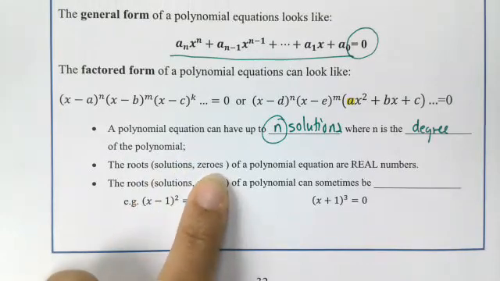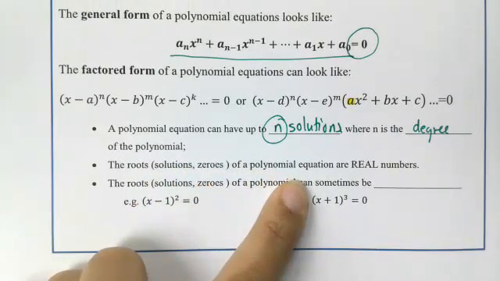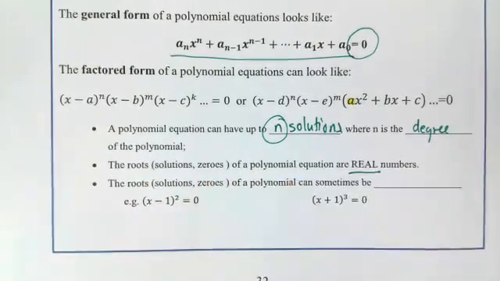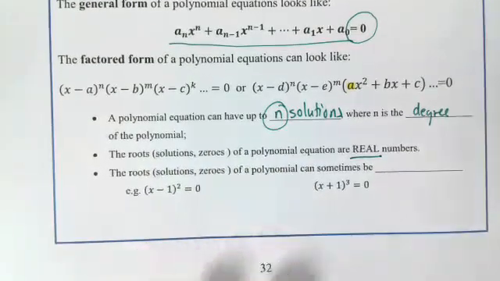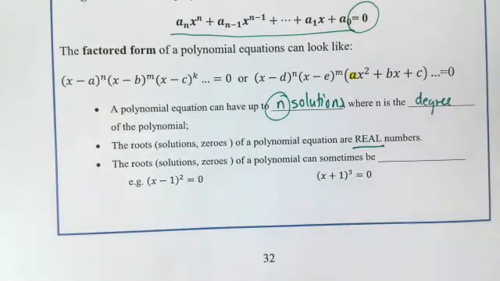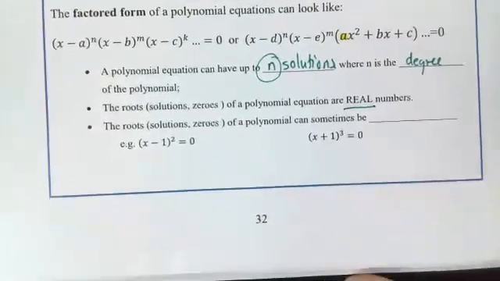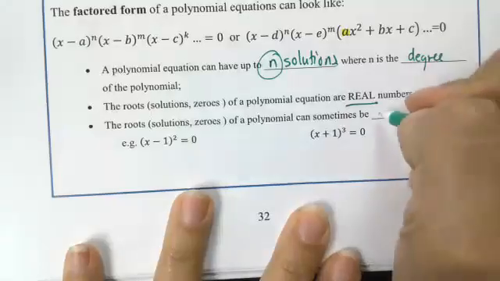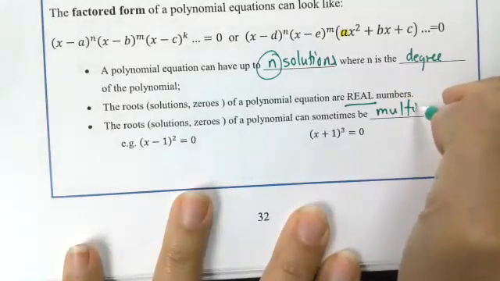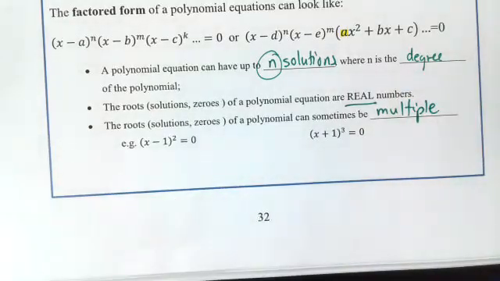Solutions, zeros. So the solutions of polynomial equations are all real numbers. So any number you can imagine can be a solution. So any number from the number line, that's a real number. And the roots, solutions or zeros of a polynomial can sometimes be multiples. A multiple solution.